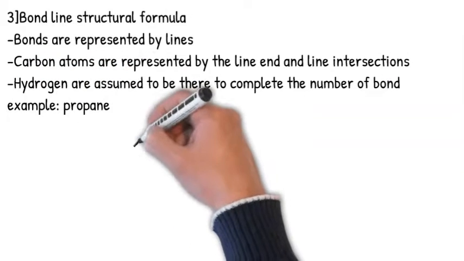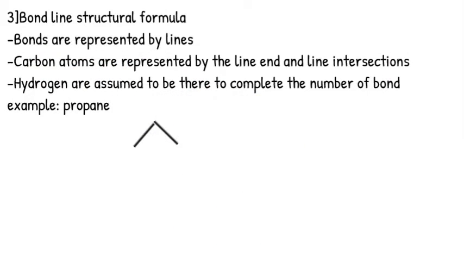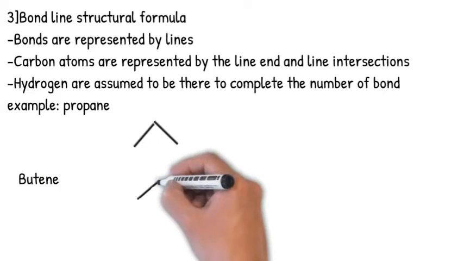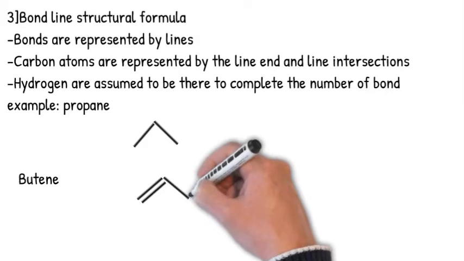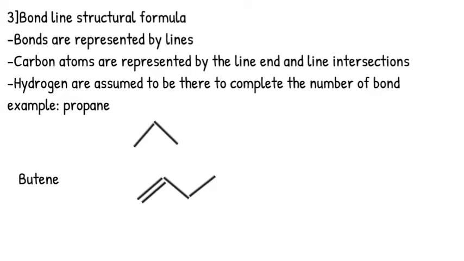Example, propane. So each end of the line contains carbon. So there are 3 carbons in propane. Butene. Each end of the line represents carbon. So there are 4 carbons with 1 double bond.